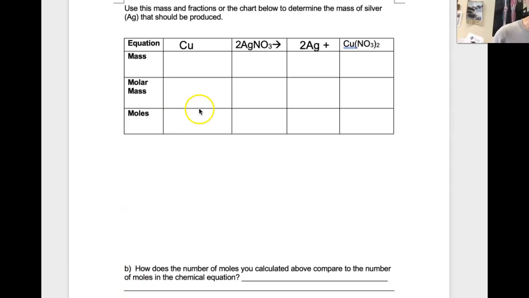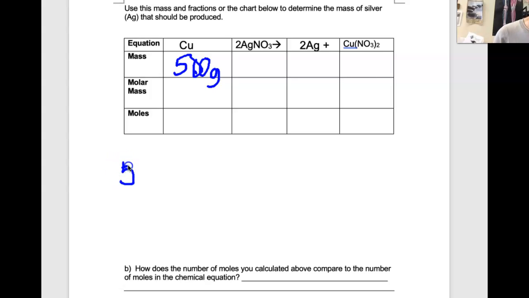So one of the questions that I asked in class was, okay, let's say that you had 500 grams of copper. Of course, you've got to have excess silver nitrate. That's the word that we use for that. How much silver could you make? You have 2 ways to solve a problem like this. You can use the chart, or you can use fractions. In order to do either one, you're going to need your periodic table and a calculator.